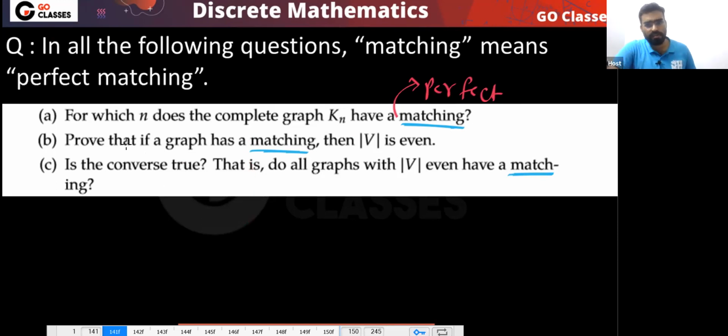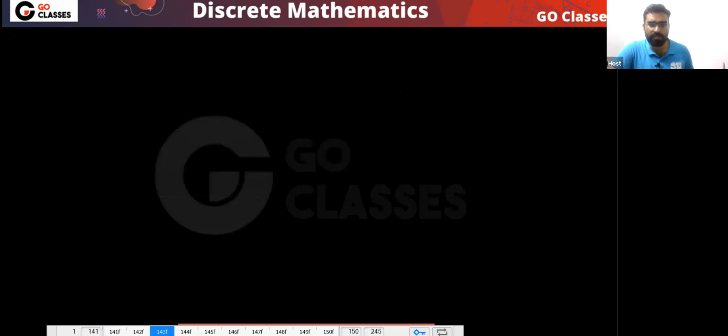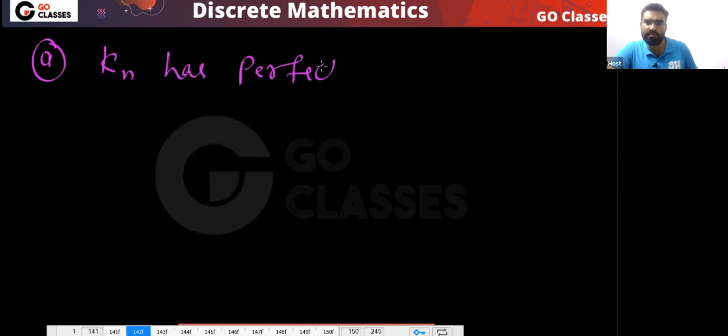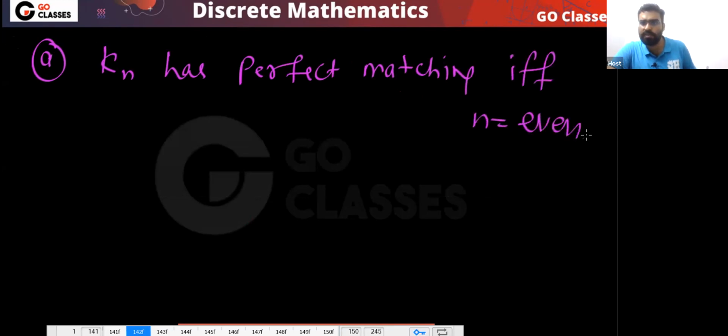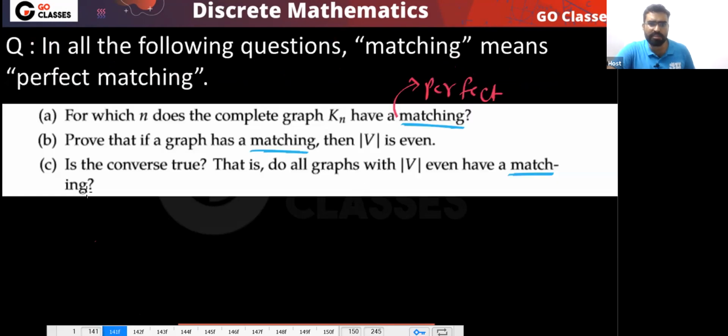Anyway, tell me, for which n will the complete graph Kn have a perfect matching? For which value of n? You can notice that Kn has a perfect matching if and only if n is even. Very simple. If your n is even, then it will have a perfect matching.